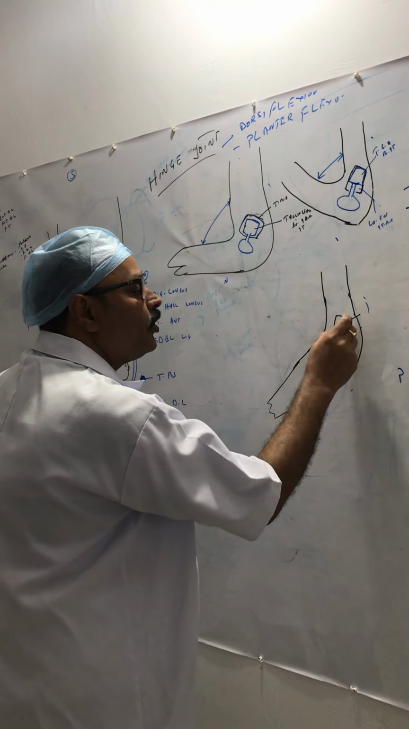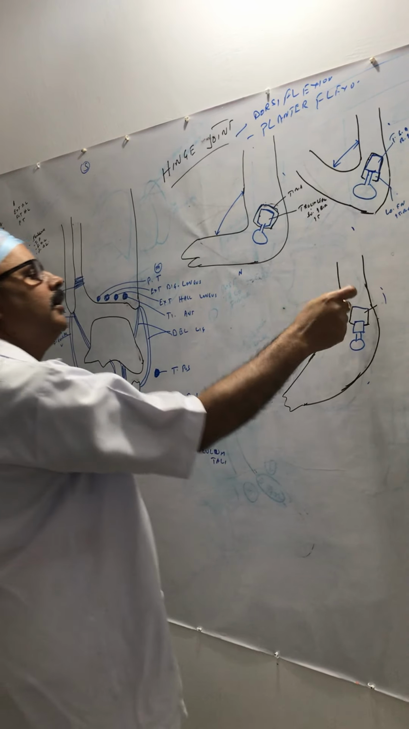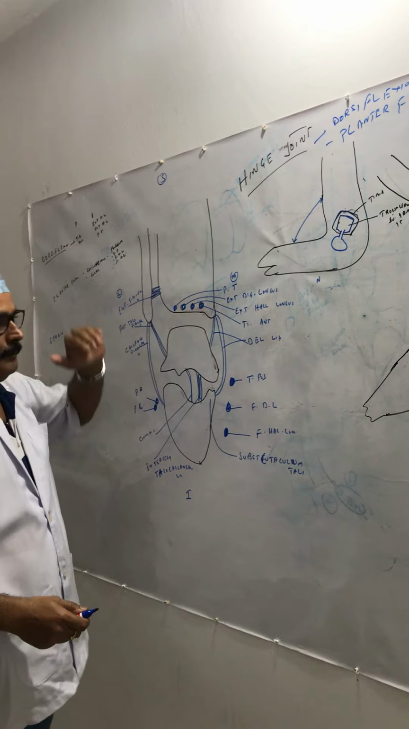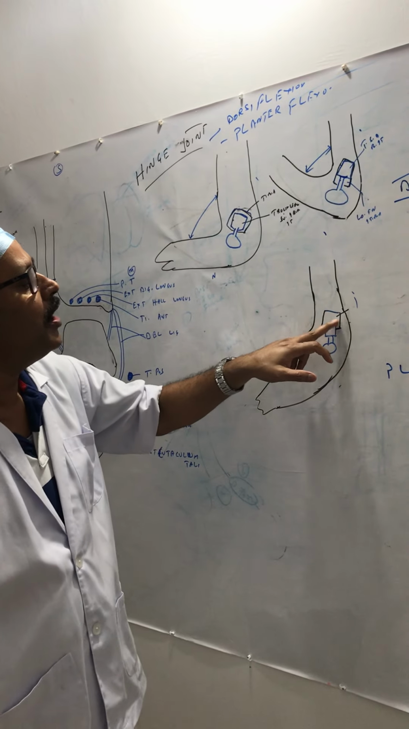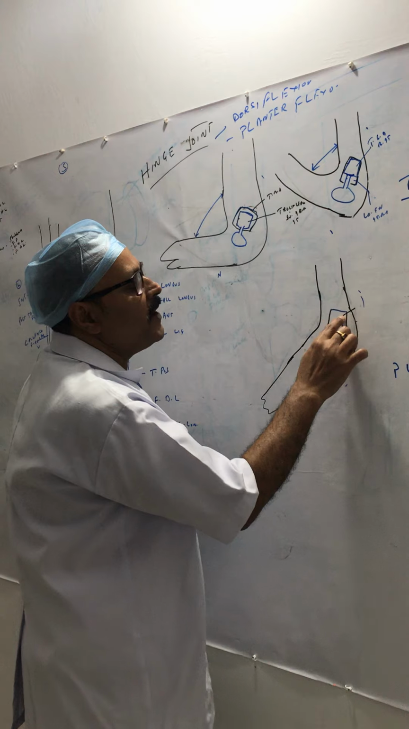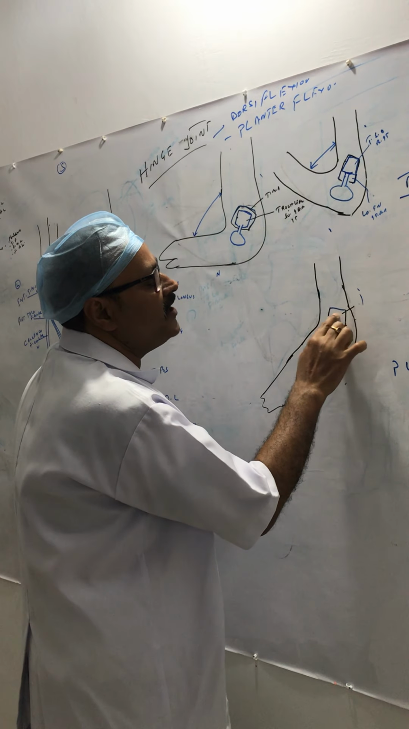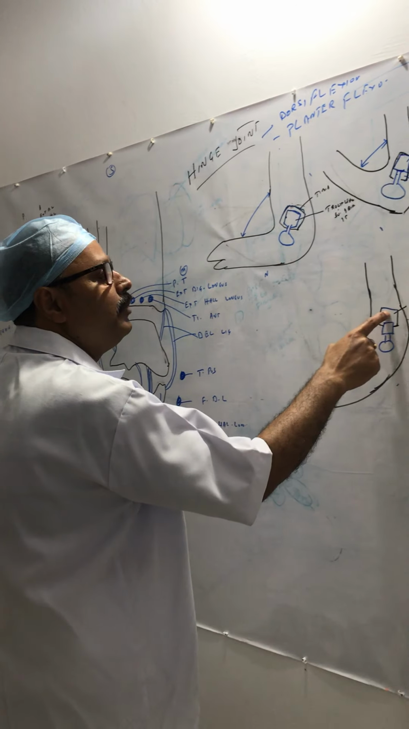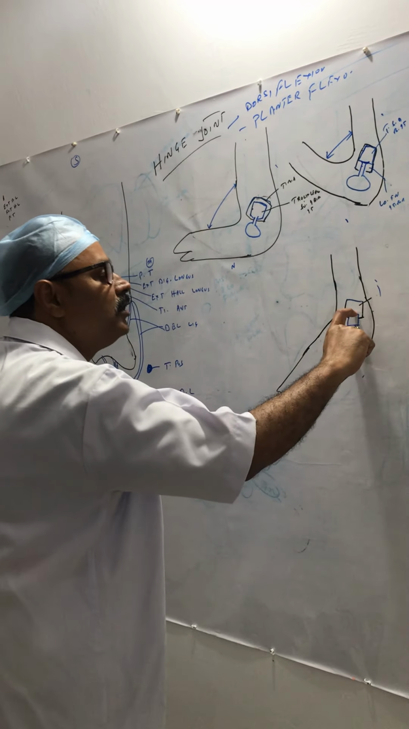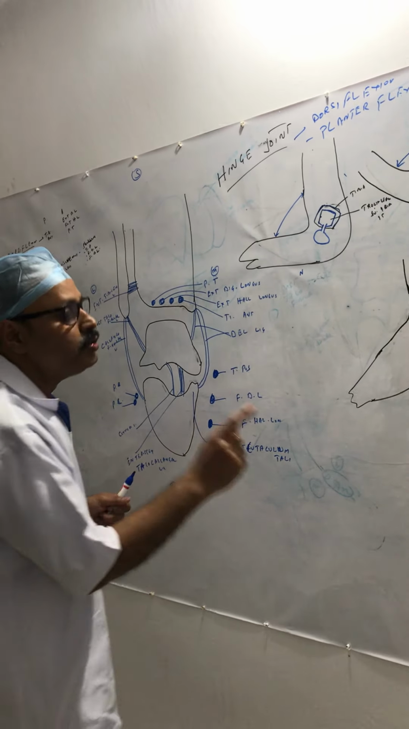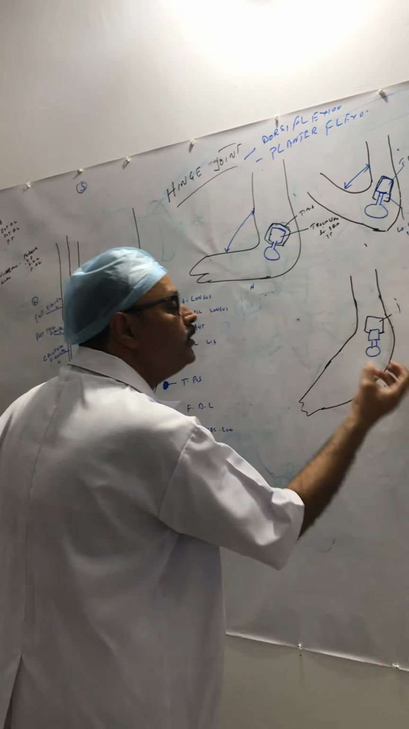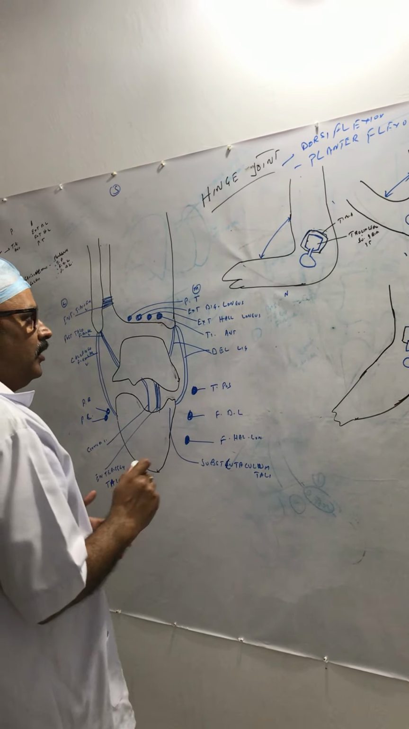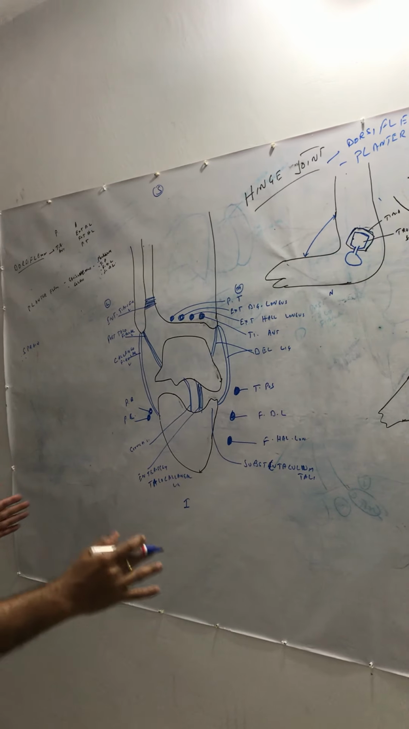The minimal portion of the talus is in contact with the inferior surface of the tibia. The more space is available over the inferior surface of the tibia, so the chances of dislocation are much more. So in a lady wearing a high heel shoe, the chances of dislocation of the ankle joint are much more. Now we will talk about the muscles.